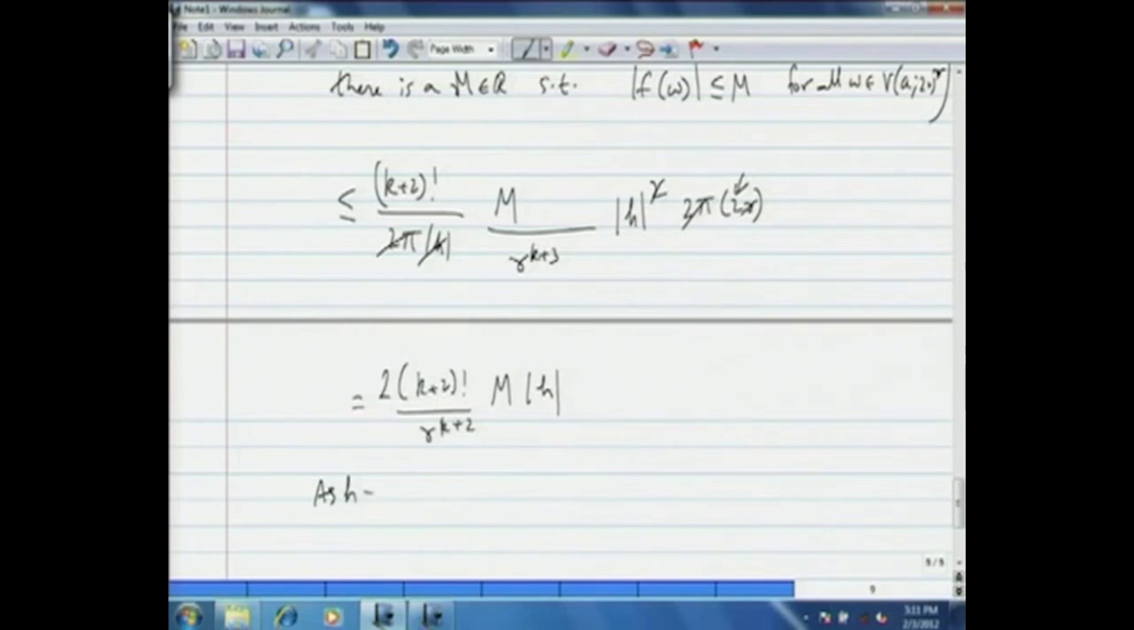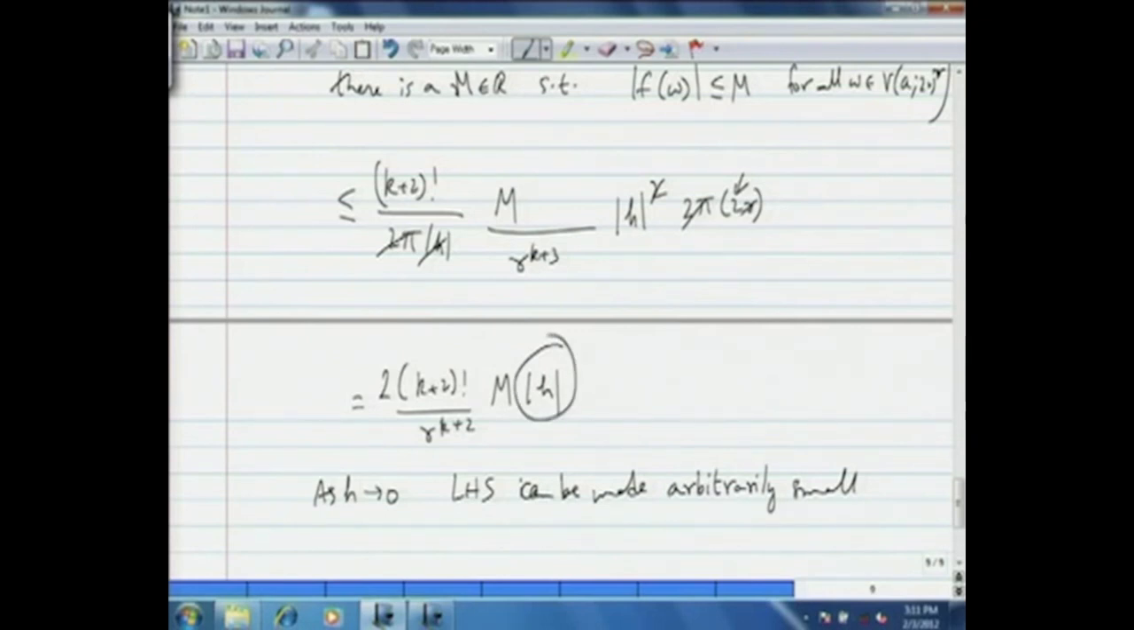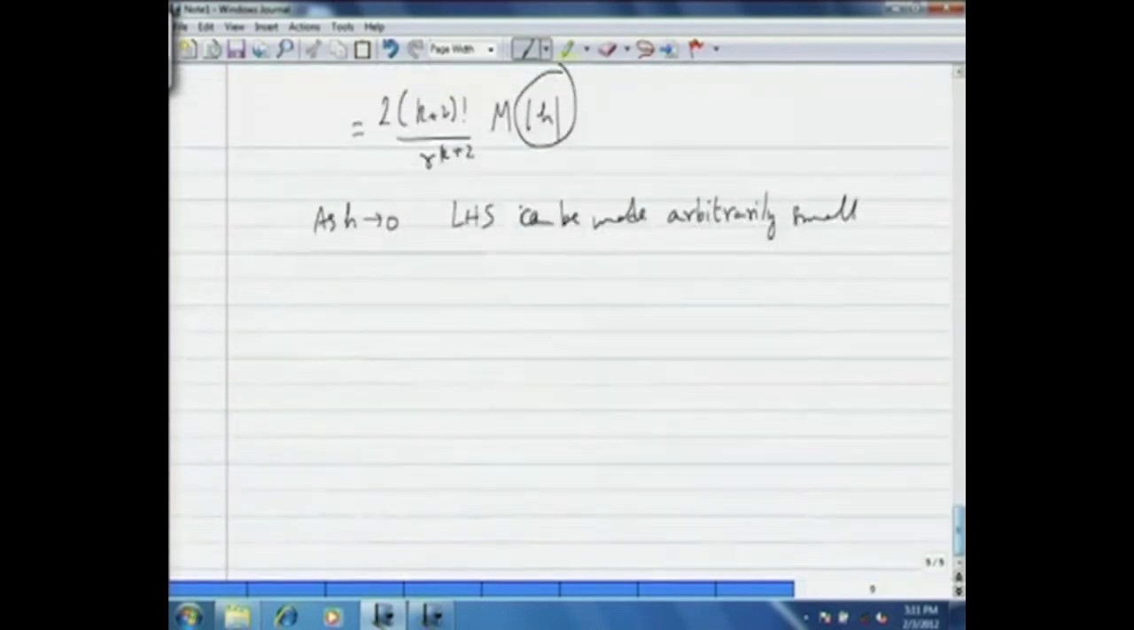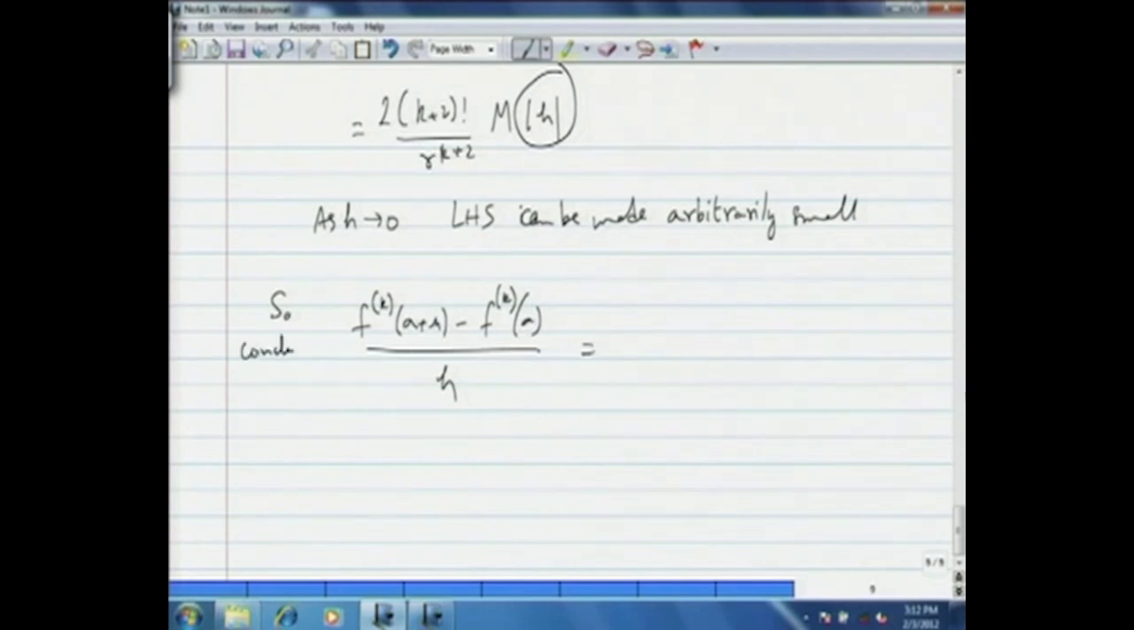And from this final expression, it is clear that as h goes to 0, the LHS of this inequality can be made arbitrarily small, or it tends to 0, because there is a factor modulus of h here, all the rest are constants. So that tends to 0. So we conclude that f k of a plus h minus f k of a divided by h is equal to this in the limit as h goes to 0.